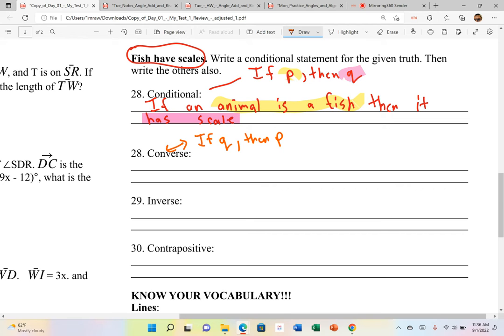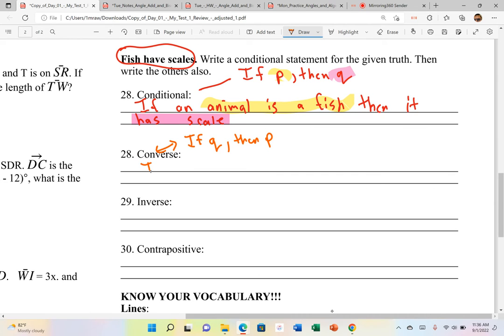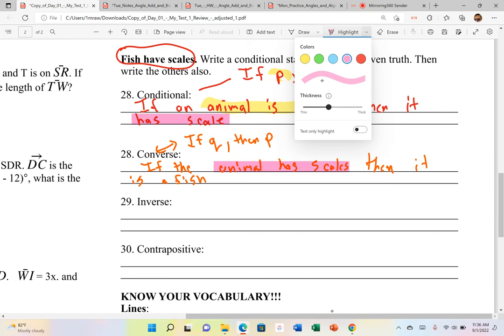So we switch it: if the animal has scales, then it is a fish. Notice right here that all we did was switch. My hypothesis is now in the front. I'm sorry, my conclusion is now in the front, and my hypothesis is now in the back.